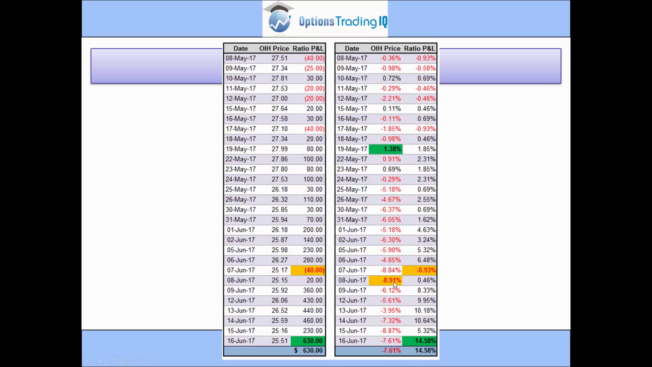Now the stock at its lowest point was down 8.91%. The ratio spread trade, the lowest P&L was the day before, a slight negative return. But you can see here that by the end of the trade, 16th of June, the trade's up $630, 15% return, and the stock was down 7.6%.